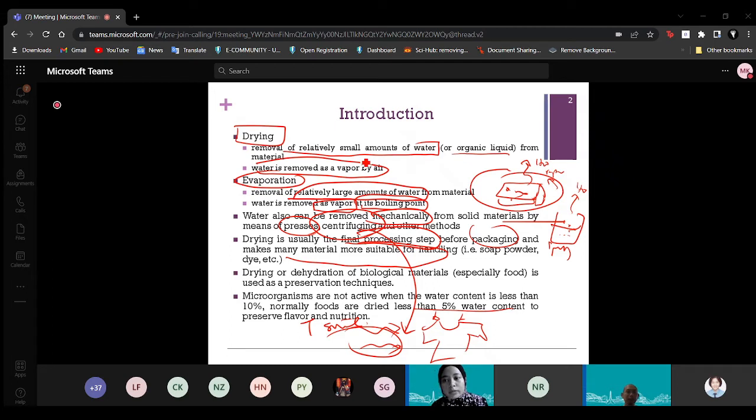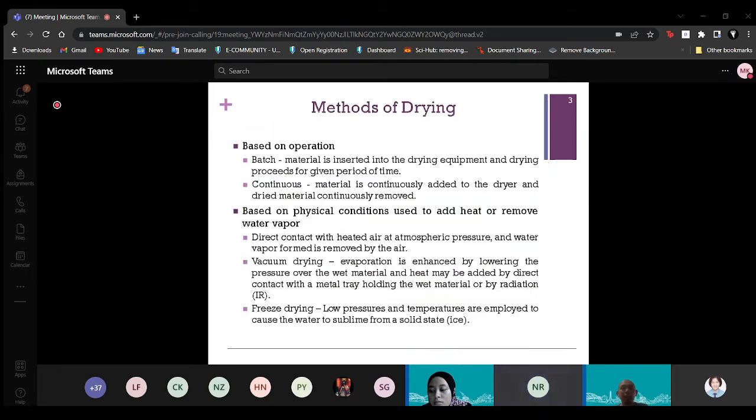Okay, and another part, drying is important for biological material. Because of what? For biological material, the moisture content must be as low as possible so that the microorganisms will not be active. If it exceeds 5%, microorganisms start to become active and they will be eating your material, and the shelf life will be shorter. Shelf life means it spoils quickly and can no longer be used and so on. Okay, you have to look at that.